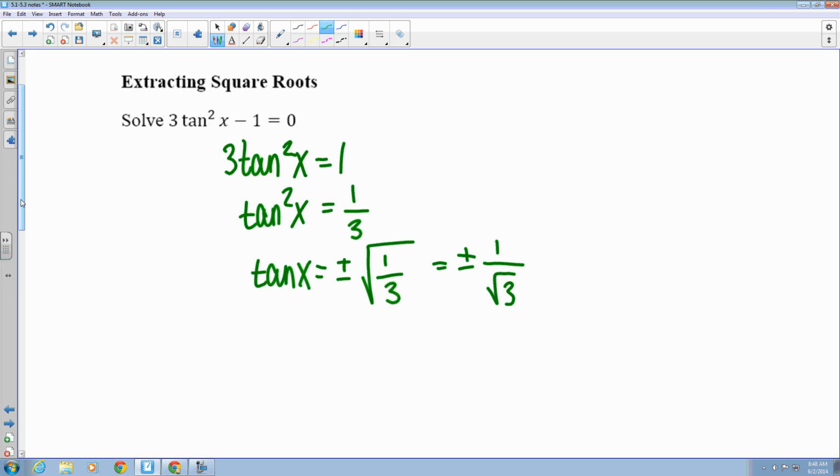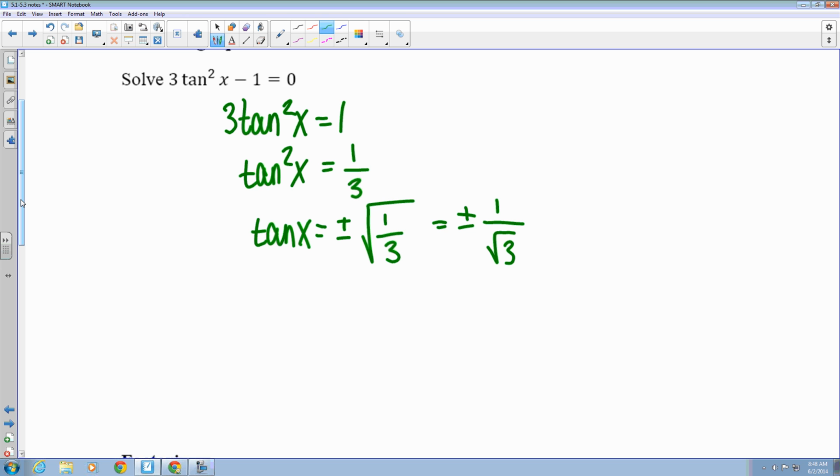Tangent is a little bit harder to find because it's y over x. You don't just look at it and say, there's the y value. You have to do a little more work and divide y over x on the unit circle. So we're trying to find where we get 1 over the square root of 3, either positive or negative, on the unit circle, which happens at pi over 6, 5 pi over 6, 7 pi over 6, and 11 pi over 6.